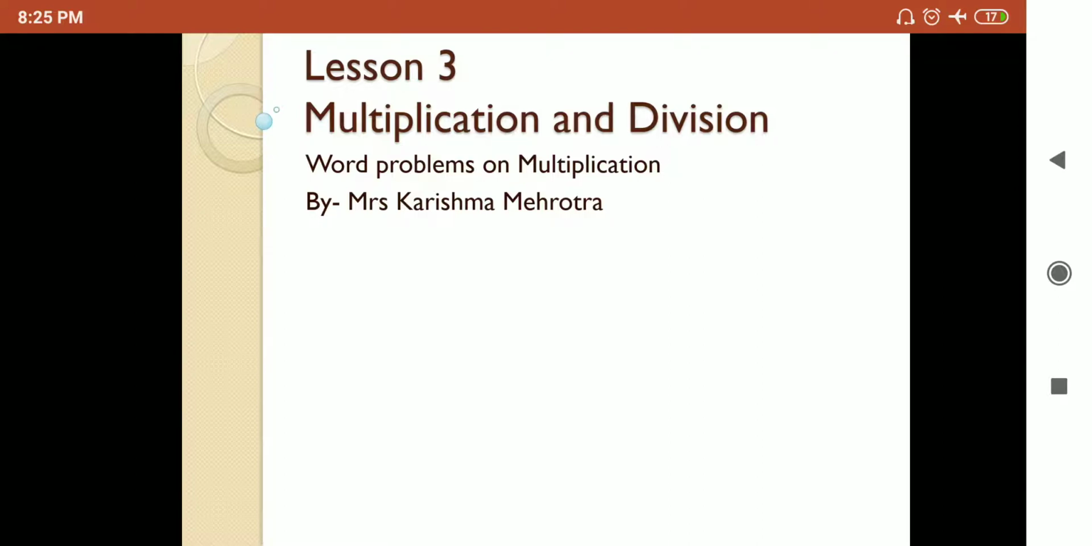In the last class, we have discussed multiplication, what is multiplication, division. We have discussed terms related to multiplication and we solved a few sums also. Today, we will be discussing some word problems based on multiplication. So please go through it carefully. These word problems are from your book. You can note it down in your notebook also. Let's start with the first word problem.